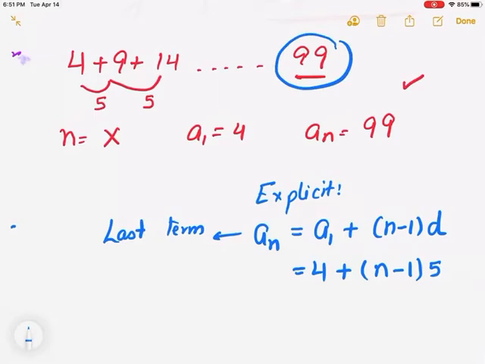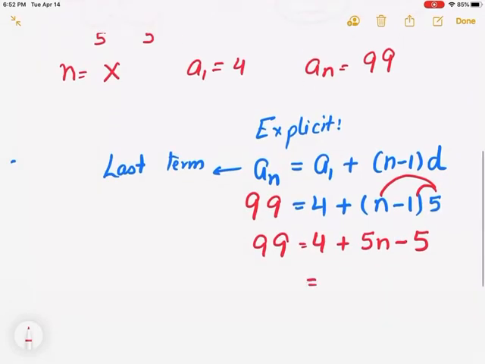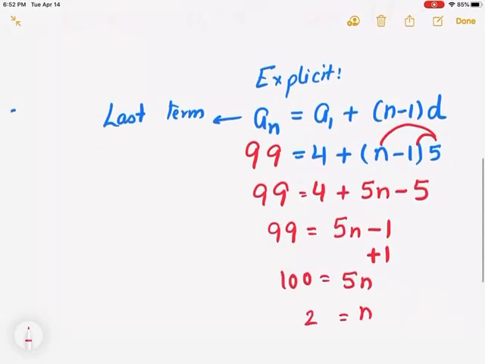So I just need to figure out which term of this series 99 is. I'm going to put 99 on this side because I already know my last term, but I don't know what term it is. For that, I need to use the explicit rule and solve for n. So this is where I would distribute, using the distributive property. So it's 5n minus 5 equals 99. Let's combine like terms: 5n minus 1 equals 99. Add 1 to both sides, so 5n equals 100. And if I solve, n is equal to 20. So 99 is the 20th term of this sequence.